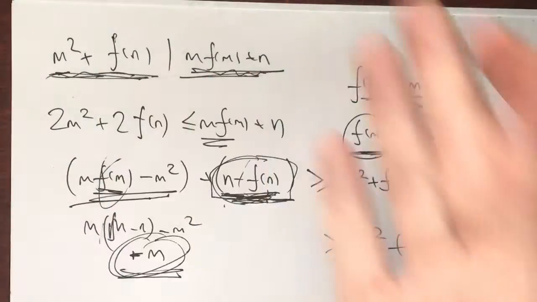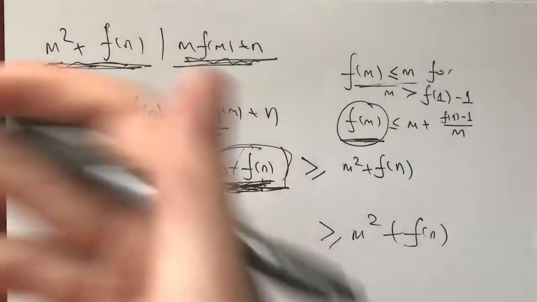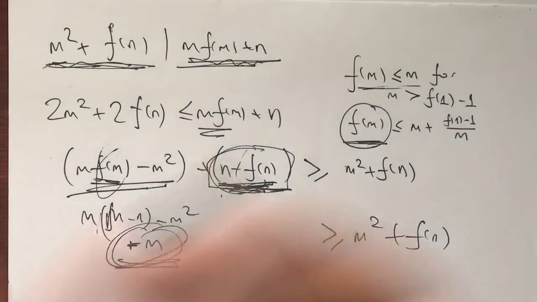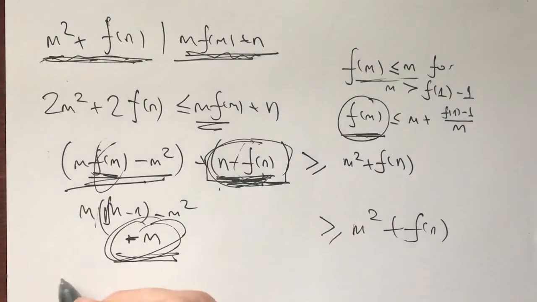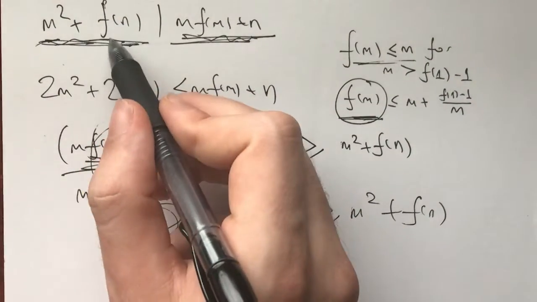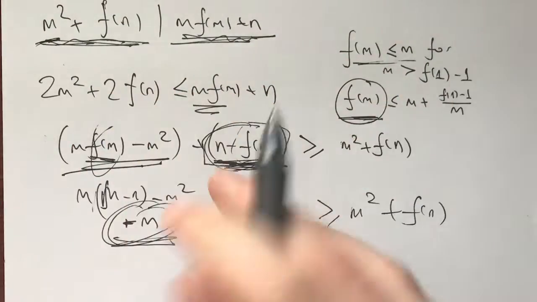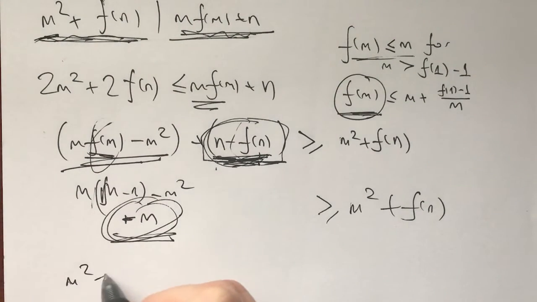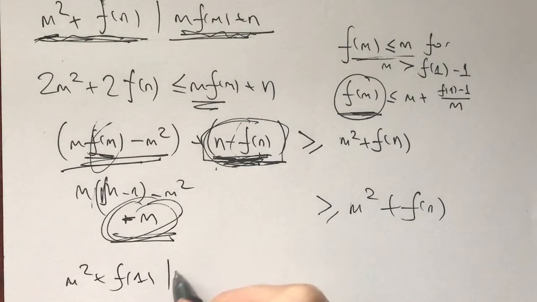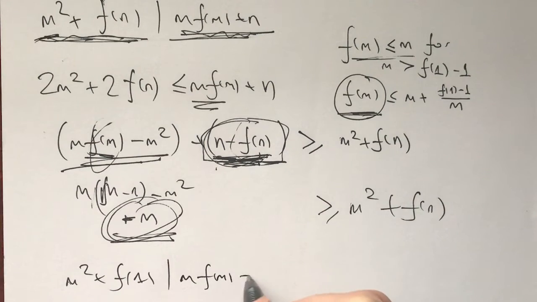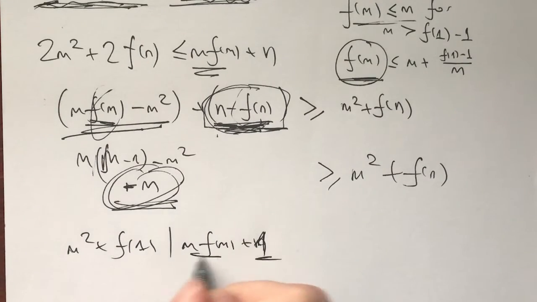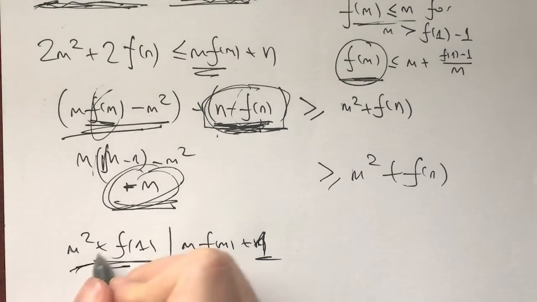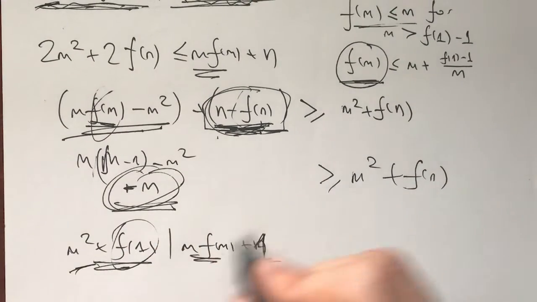And that's one approach. Another one is say, hey, I don't have enough information just now. Let me plug more stuff in. Let me see if I can get any values. I haven't gotten anything so far. So let's see. If I plug in m equals 1, what happens when I plug in n equals 1? I get m squared plus f of 1 divides m f of m plus n, and this plus 1, actually. And now this is less than or equal to this. Can I have anything here?